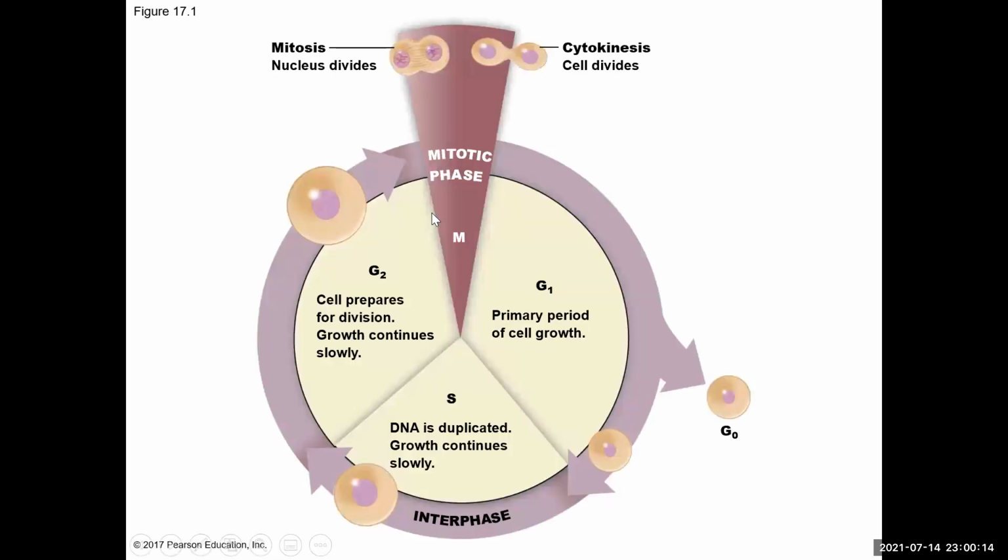So here's an image showing the cell cycle, with the outer line here being interphase. These three yellow triangles are the three phases of interphase: G1, S phase, and G2. And then this triangle here is the mitotic phase. This is when mitosis happens, the nucleus divides, and then cytokinesis will happen, which divides the cell.